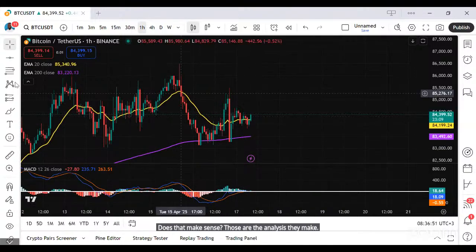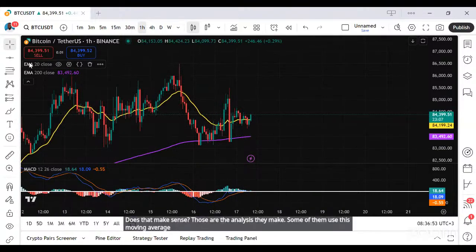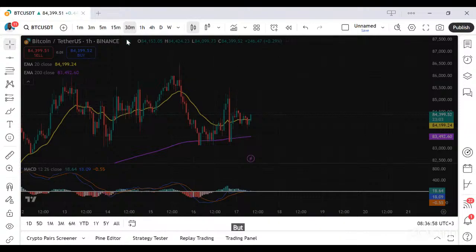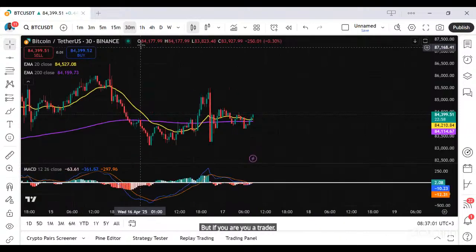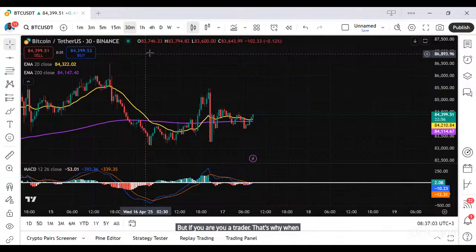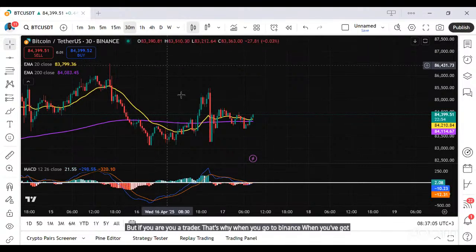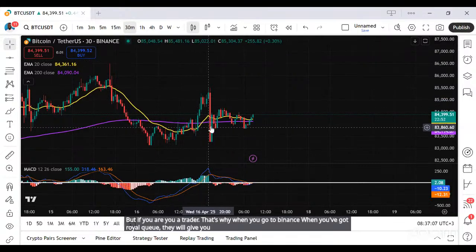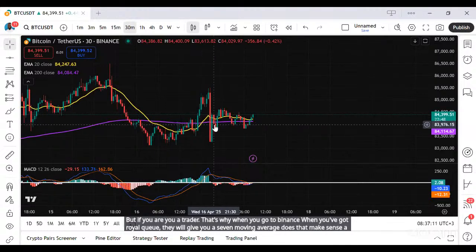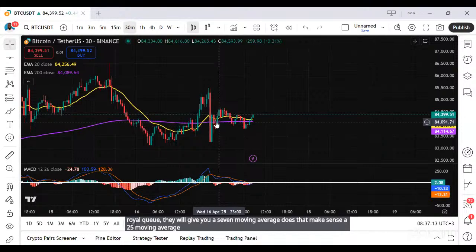Some of them use these moving averages, especially the 20 moving average and the 200 moving average. But if you are a trader, that's why when you go to Binance, when you go to RoyalQ, they will give you a 7 moving average. Does that make sense? A 25 moving average and a 99, giving you a small moving average, a moderate moving average, and a big moving average.